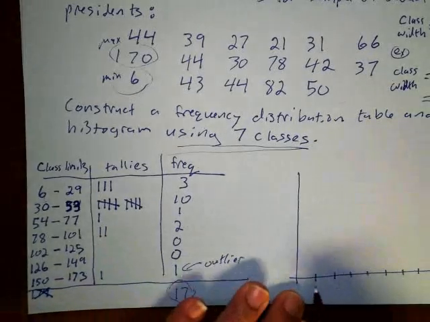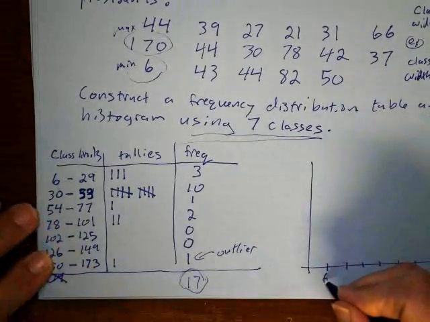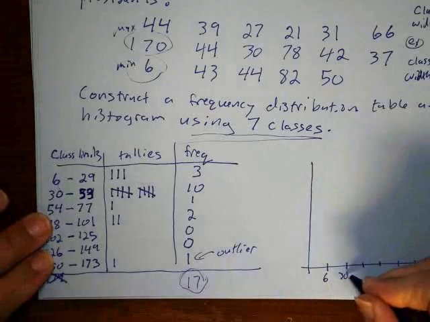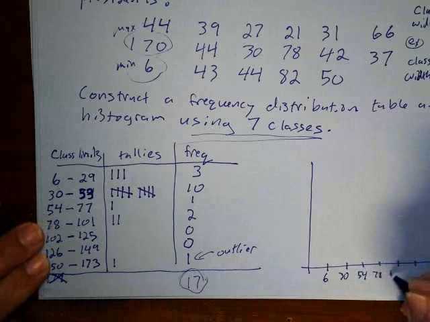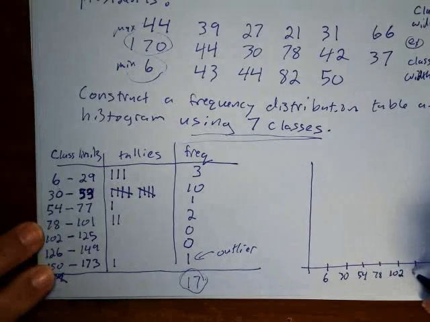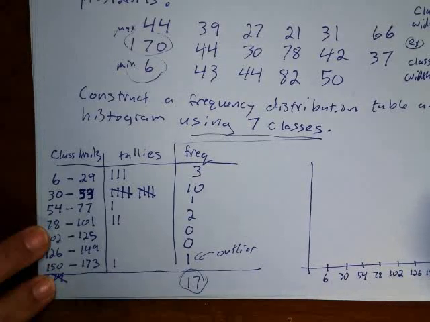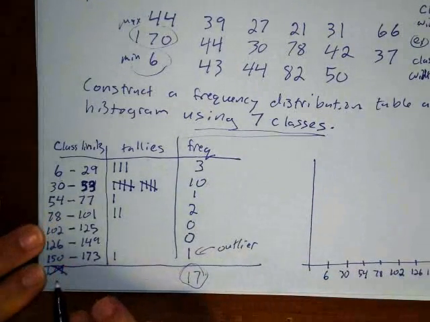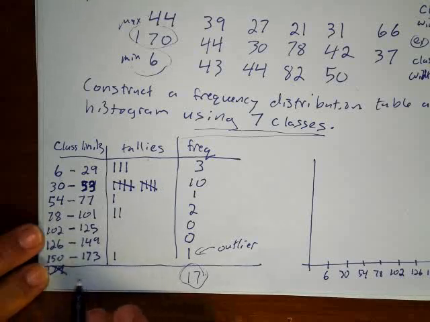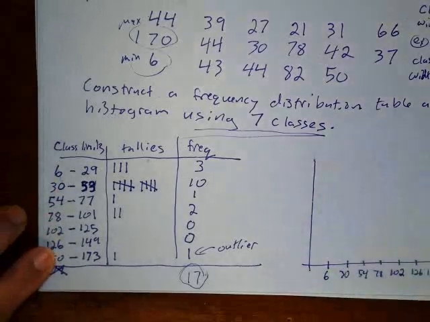And what I'm going to do is label these with the lower class limits. So this would be 6, 30, 54, 78, 102, 126, 150, and then this would actually be 174. You don't put 173, I'd put 174. It would be the lower limit of the next class if there were a next class. So all of these are the lower class limits.